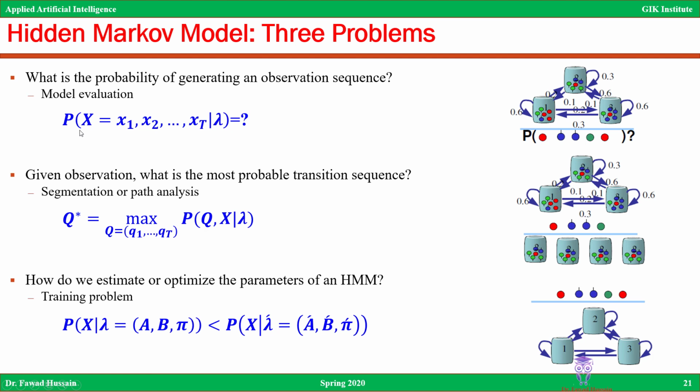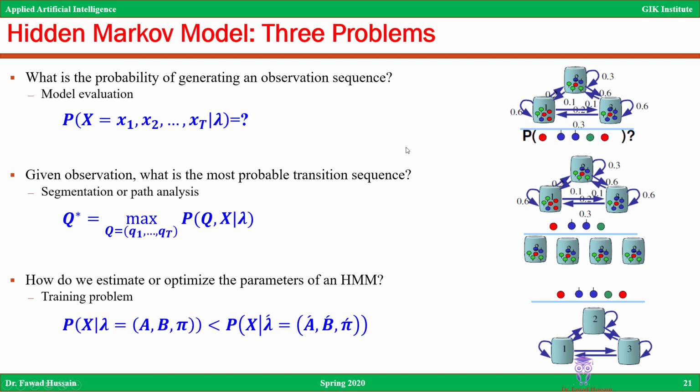So we have to select this X equal to x1, x2, and so on. Here the first x1 will be red, the second x2 will be blue, and so on, given lambda. And lambda, I told you last time, is the model. It's the combination of the transition matrix, the probability of selection, and the initial probability pi. So it's a set of A, B and pi. That's the first problem.